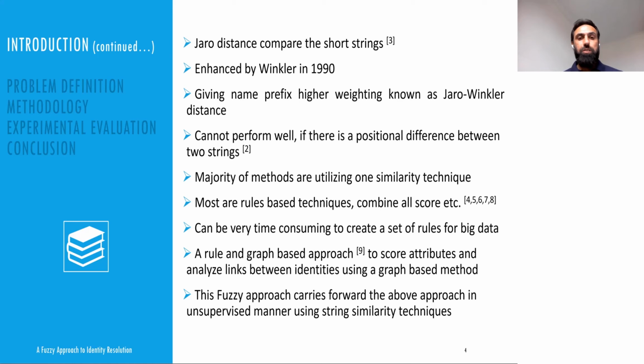And if they do the scoring on the attributes, at the end they combine all the scores of a record as one. That requires huge computing power, and the results are very slow. And the rule-based techniques are time-consuming and require a human expert to write rules for different scenarios. Recent research utilizes a rule and graph-based approach to score the attributes and then analyzes the links between identities using a graph-based method. This fuzzy approach has carried forward the same approach in an unsupervised manner using different similarity techniques.